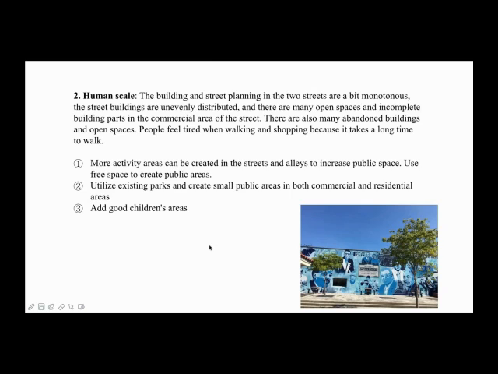And the second, the scale: the building and the street planning in the two streets are a bit monotonous. The street buildings are unevenly distributed, and there are many open spaces and incomplete buildings in the commercial area of the street.